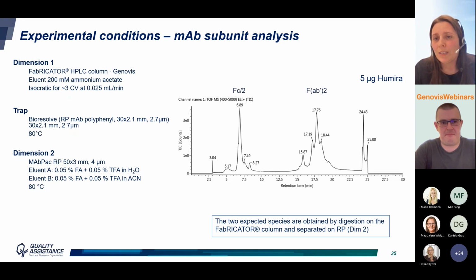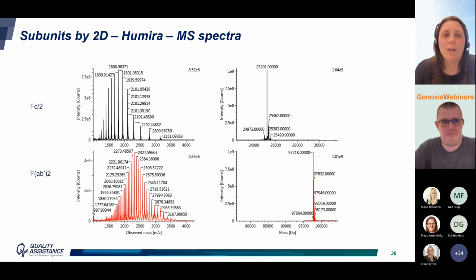And here on the chromatogram on the right, we see the Fc peak and the Fab, which are the two expected species once you hydrolyze with FabRICATOR. And this we confirm by looking at the MS. So the Fc, which is 25 kilodalton, on the left side the raw MS spectrum, and on the right side the deconvoluted one. And for the Fab, we end up with 97 kilodalton, which is also the expected mass. So the digestion was successful using this immobilized column.